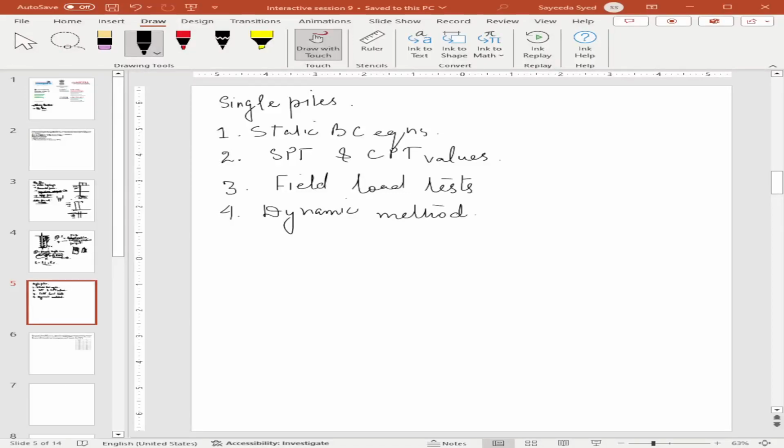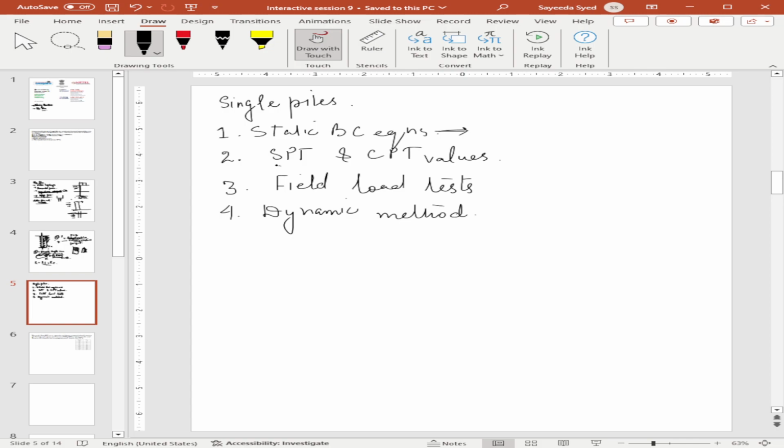So per se, what we are doing in all these tests, the purpose of all these different methods is different. It is not like we are doing the same thing with different methods. The purpose is different. Static bearing capacity equations are standard, like what it just tells us about our load carrying capacity.